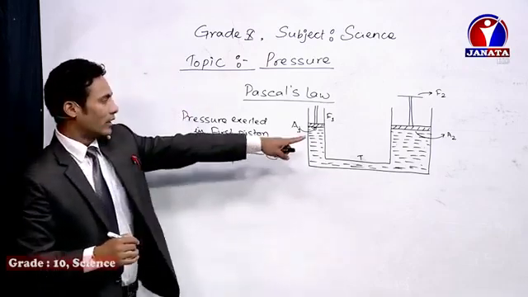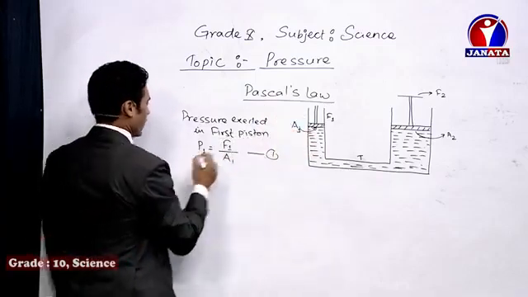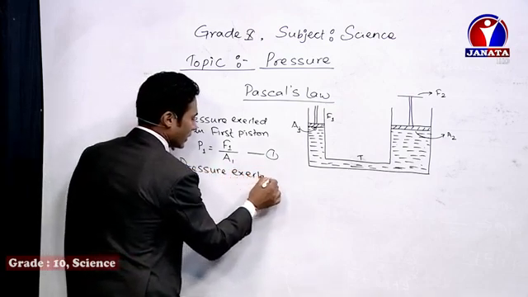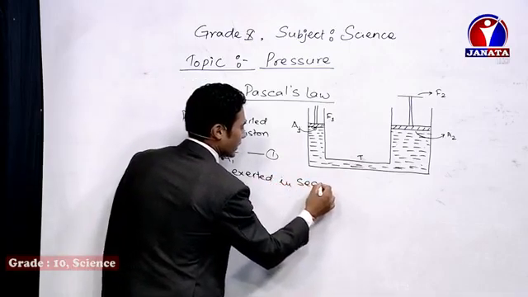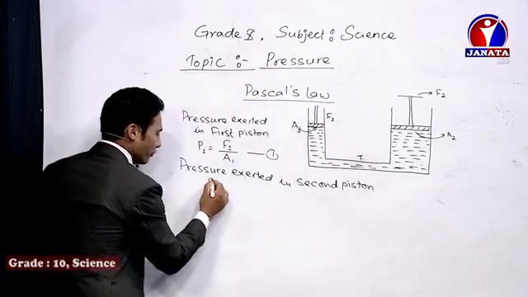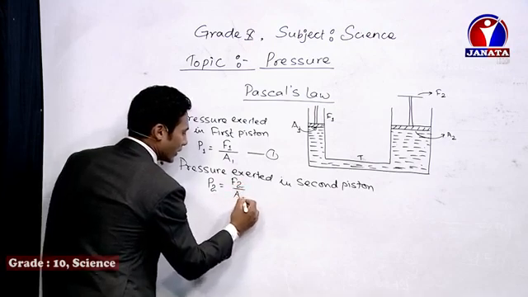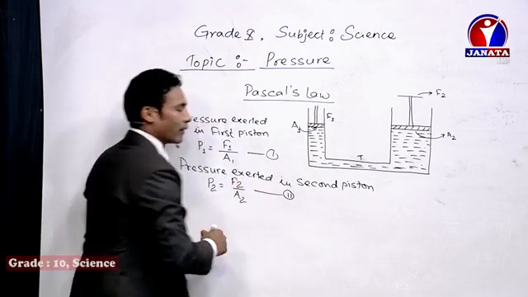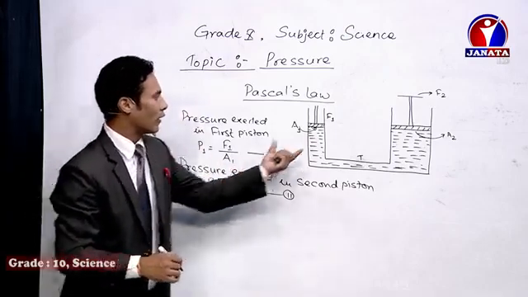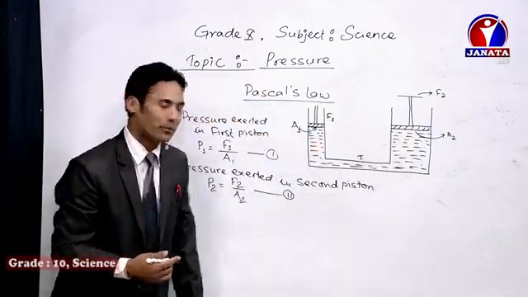Similarly, in the next cylinder, pressure is exerted there, right? The pressure exerted on the second piston, if I represent it by P2, then P2 equals F2 by A2. So this is equation 2. And Pascal's law says that the pressure exerted on the first piston is equal to the pressure exerted on the second piston.